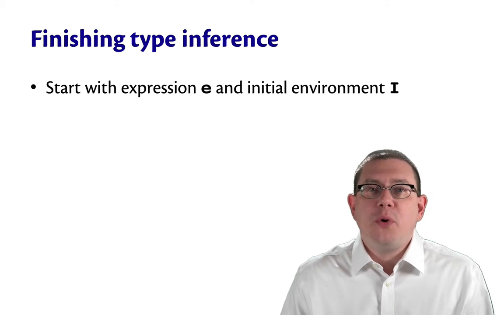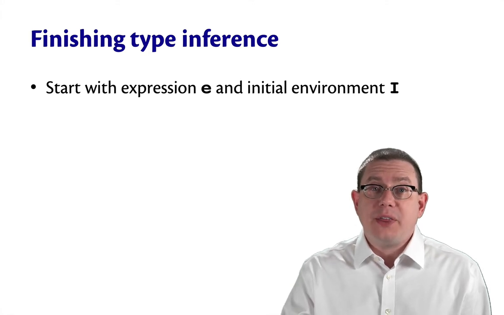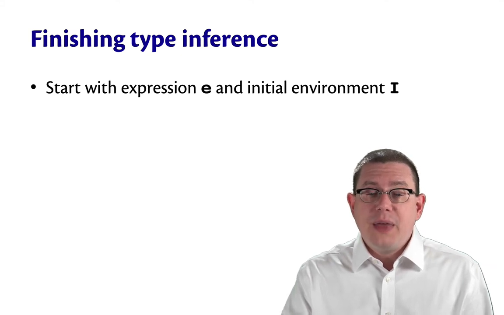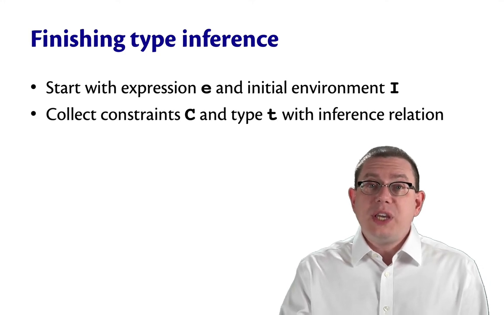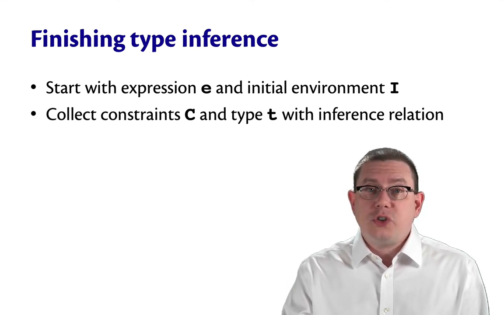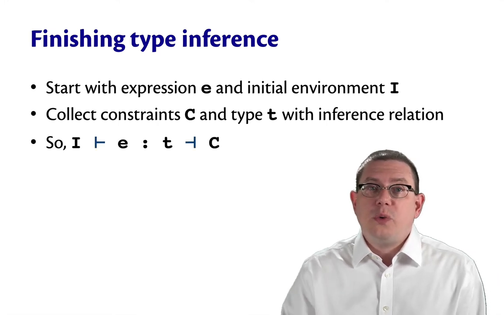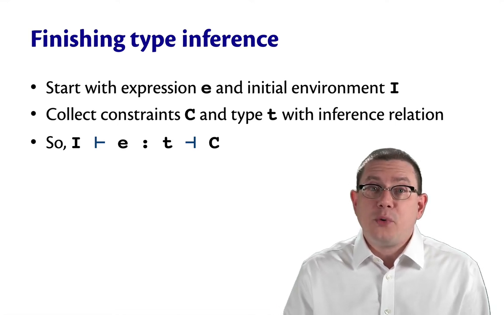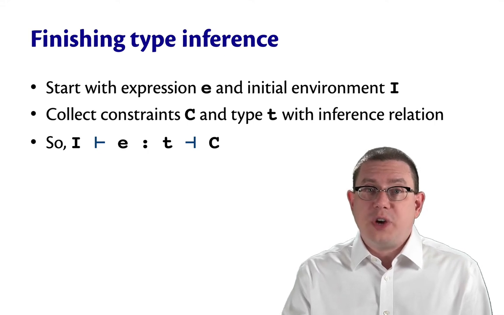Now that we have both the inference relation and the unification algorithm, we're ready to put them together and finish up type inference. We start with an expression E that we want to infer the type of, in some initial static environment I. We use the inference relation to collect some constraints and a type for that expression. In other words, we run this inference relation as a kind of algorithm. The inputs are I and E, and the outputs are an inferred type T with some constraints C.